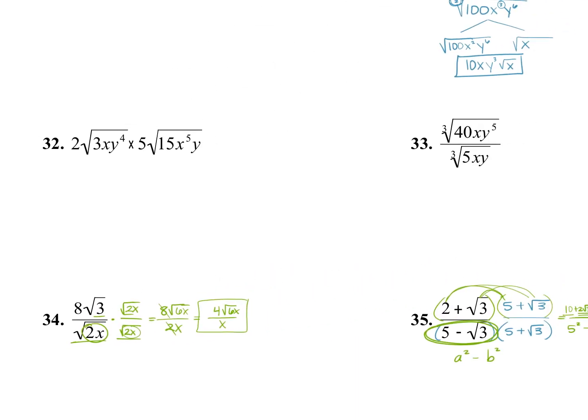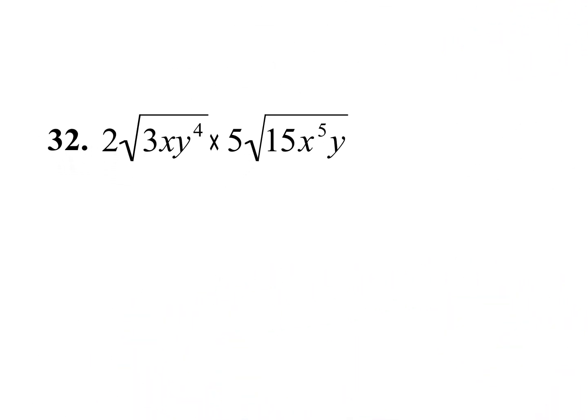I'm happy. 32. Okay, so this is another one of those. Sorry, again, this should be a dot, but it's times. If you multiply, you can multiply the numbers out in front. 2 times 5 is 10. And it's the square root of 3 times 15 is 45. What's x times x to the 5th? X to the 6th. And then y to what power? The 5th.